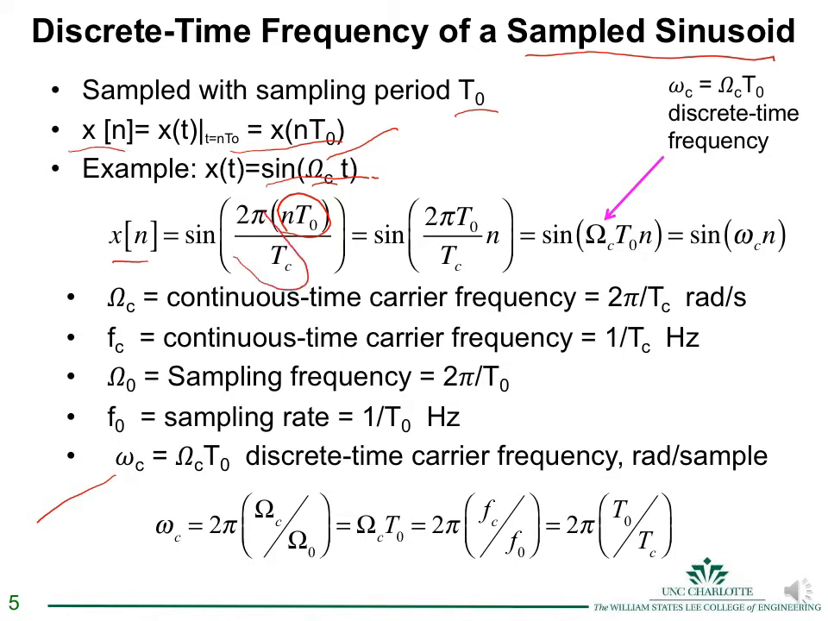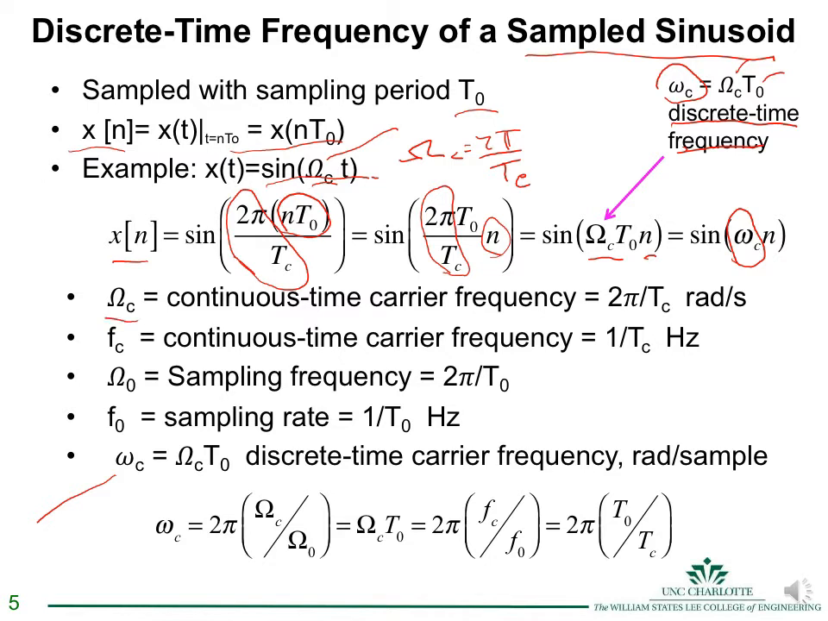Here we've also replaced omega c. So omega c equals 2 pi over the period of the continuous time sinusoid, the carrier period t sub c. And so we can factor the n out, and so we have omega c times t0 times n. And so this is our definition now of the discrete time frequency. Discrete time frequency, again, the lowercase omega, is the carrier frequency of the sinusoid, omega c, which is the continuous time frequency, times the period of the sampler.